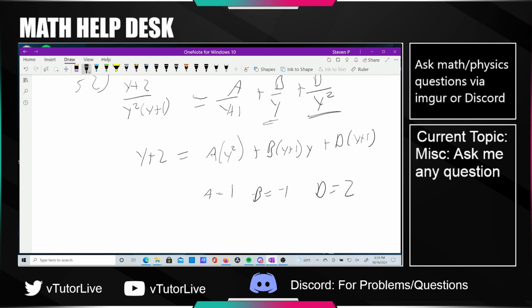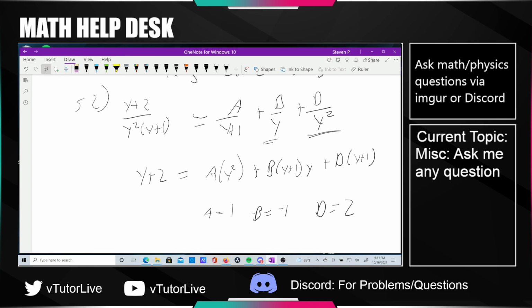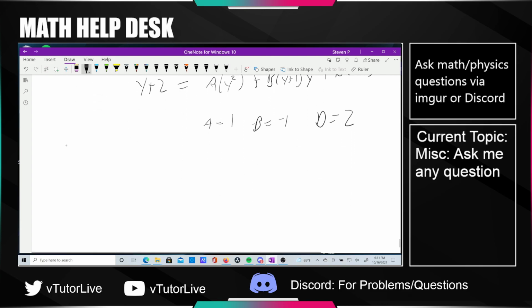You should always be able to refresh yourself and look online. I'm sure there's a billion YouTube videos out there on how to do partial fraction decomposition. But the reason they bring this up in the integral chapter is that we use this all the time in integrals.